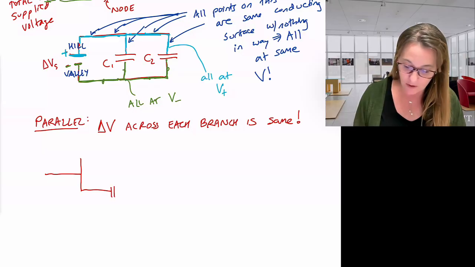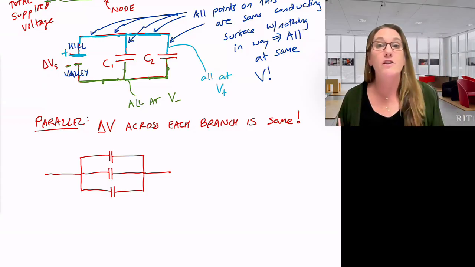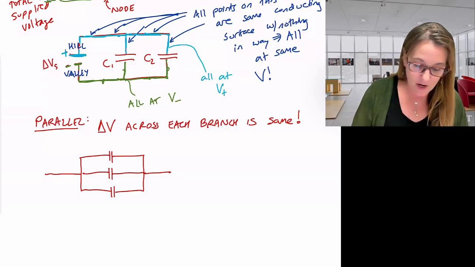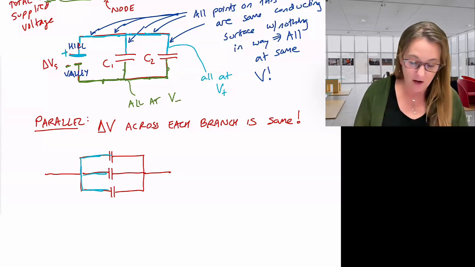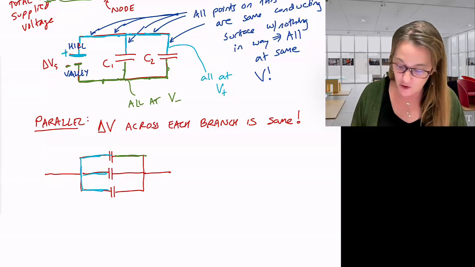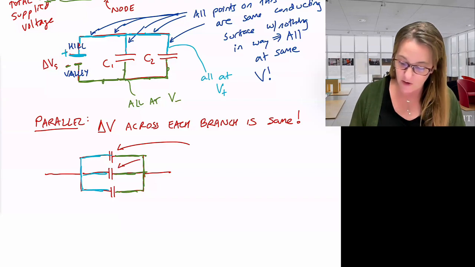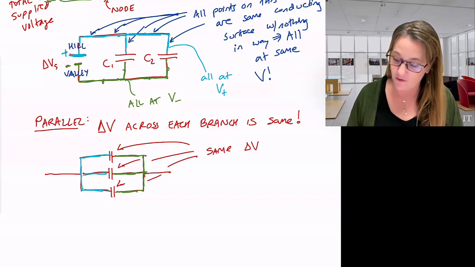I might have ones that look like this. And you can see that that's now a different way of looking at 3 in parallel. Every branch is going to have the same potential on the left side and then a different potential on the right side. And these are all going to have the same delta V across them.